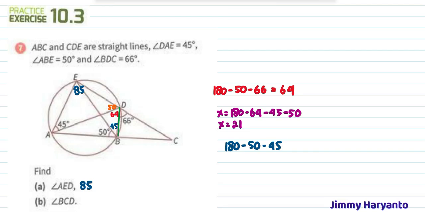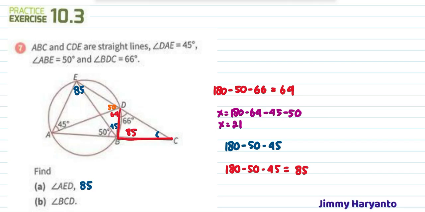Next is to find BCD. This one, yeah, BCD. Okay. So to find BCD, I want to find this one first using the straight line. That means 180 minus 50 minus 45 equals, the same, 85. Yeah, this one is 85. And then use the triangle to find BCD. So 180 minus 85 minus 66 equals 29. So the final answer is 29.